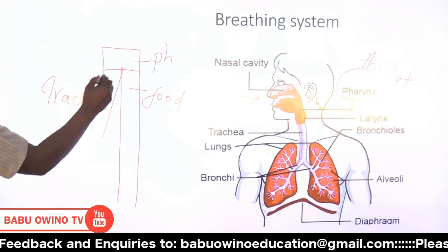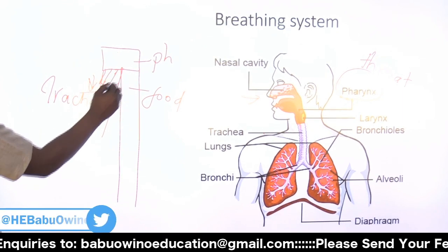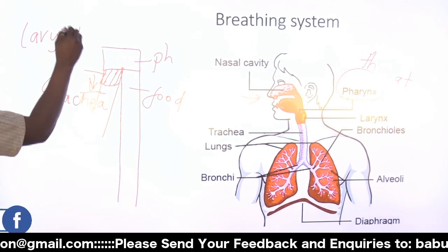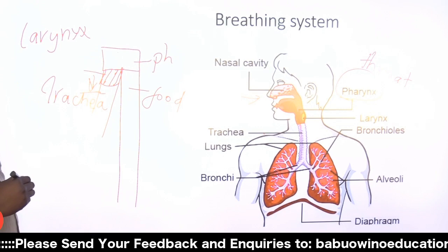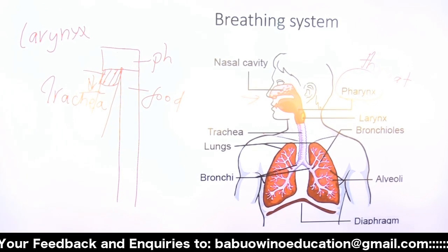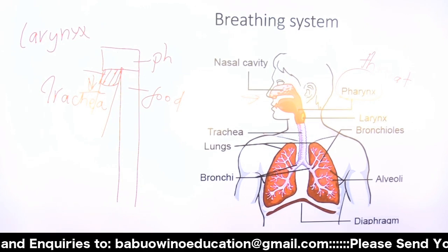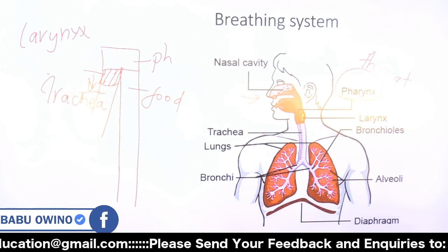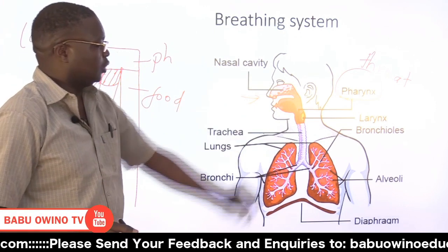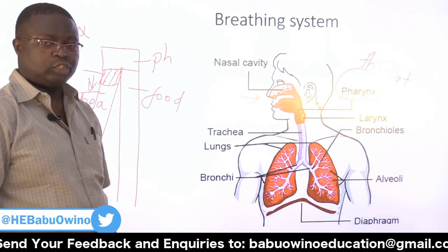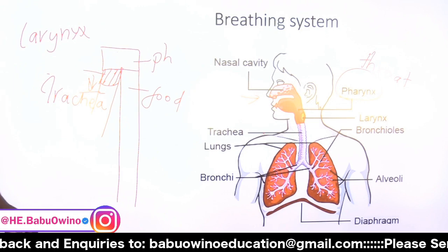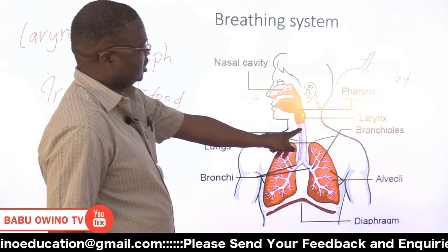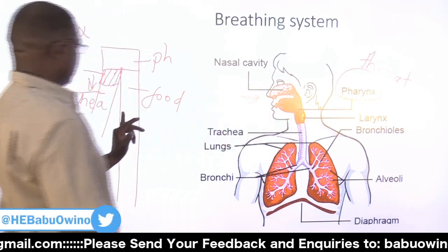From the throat, we have the trachea, and just above the trachea, we have the larynx. The larynx is what we call the voice box. Its work is to produce sound. Most of the time when you produce sound, it is from the voice box, the larynx. So for now, we are going to look at the branch from the trachea, not from the food pipe.